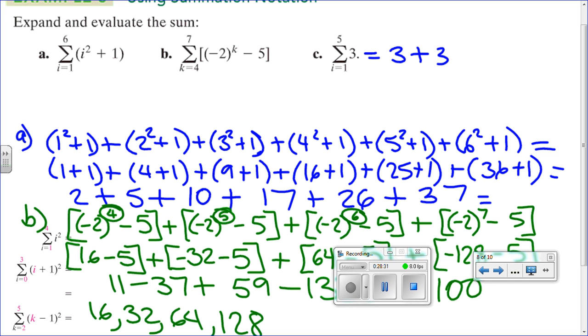What's the second term? 3. What's the third term? 3. And 3. So it doesn't matter because you don't have an i to substitute. So every single term will be the same. So you basically multiply it by 5. Yeah, correct. So then this will be 15. And we do it 5 times because our upper limit is 5.